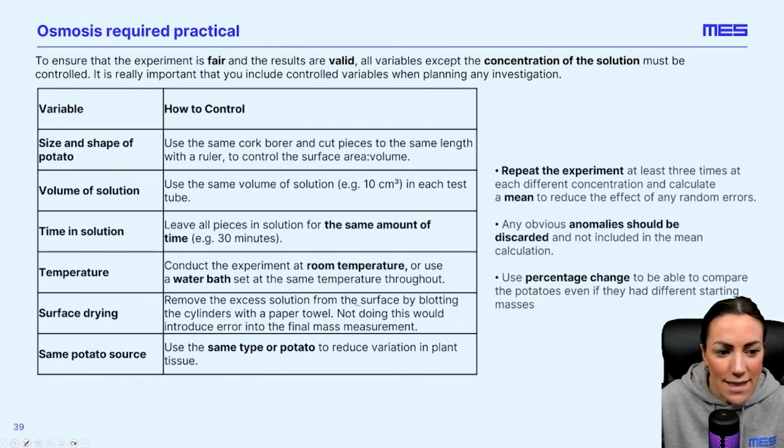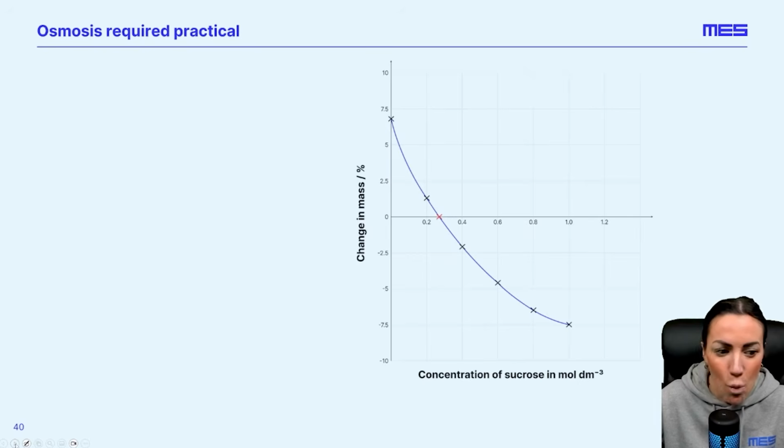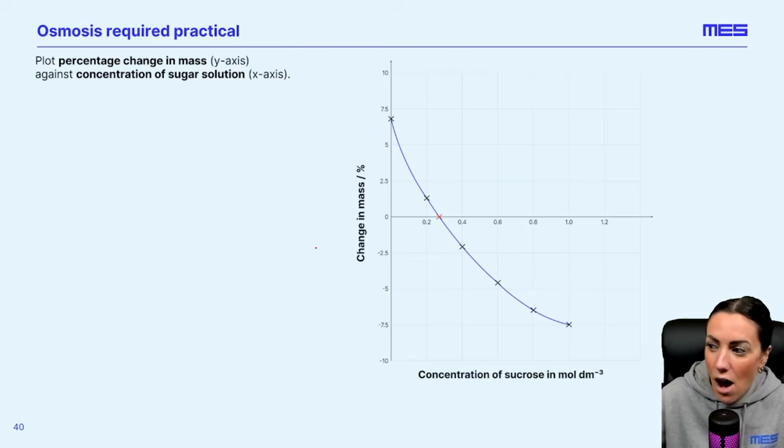And we do recommend calculating percentage change in mass to allow you to compare the potatoes, even if they had different starting masses. Right, when you've got your results, you can plot a graph that looks like this. So on the y-axis, the y one goes up high, y rhymes with high. We're going to plot the percentage change in mass. And on the x-axis, x is across, we're going to plot the concentration of sugar solution. So we had concentrations going from 0, 0.2, 0.4, all the way to 1, I think.